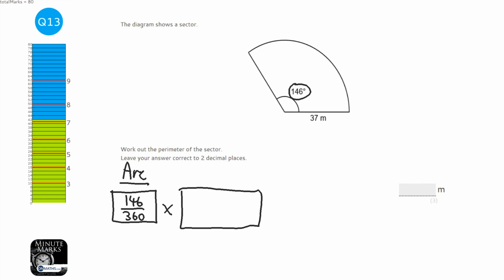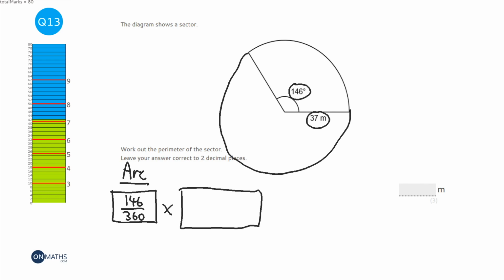The formula for the circumference of the total circle is pi d, or 2 pi r. Well, here we've got a radius because it's halfway across the circle. If you imagine the whole circle looks something like that, then the 37 is the radius. So we need to first of all double the radius to get the diameter, and so we're going to do pi times 74, which is twice 37.